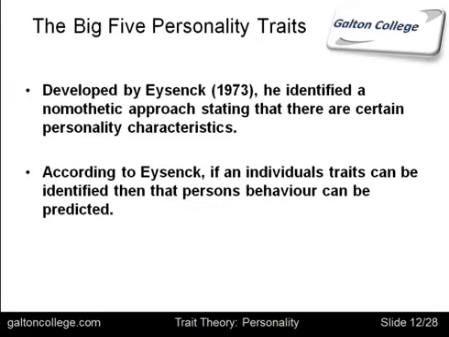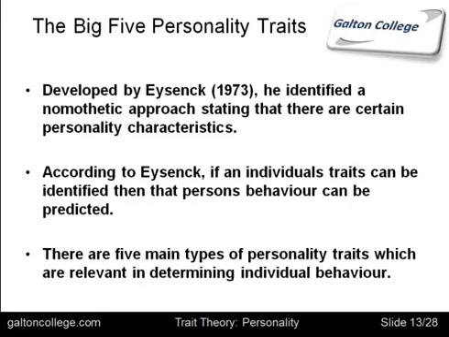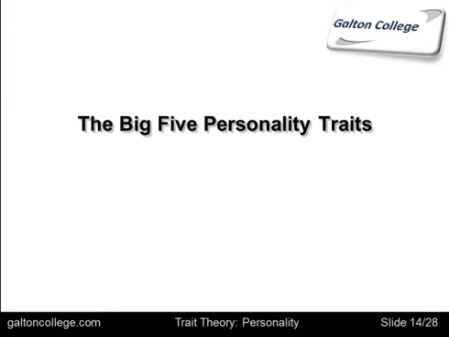And according to Eysenck, if an individual's traits can be identified, then that person's behavior can be predicted. So if we know what the traits of the person are, then we can predict the person. So this is like science. This is empirical. There are 5 main personality traits which are relevant in determining the individual. So let's have a look at these, the 5 big personality traits.